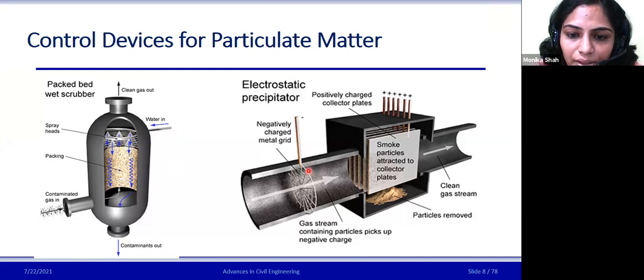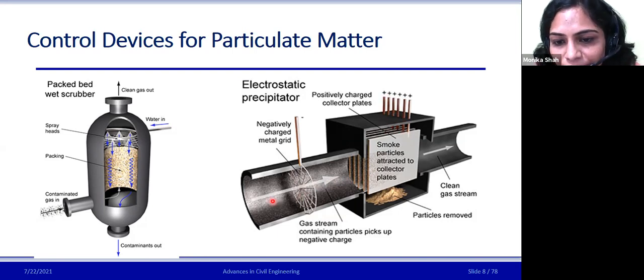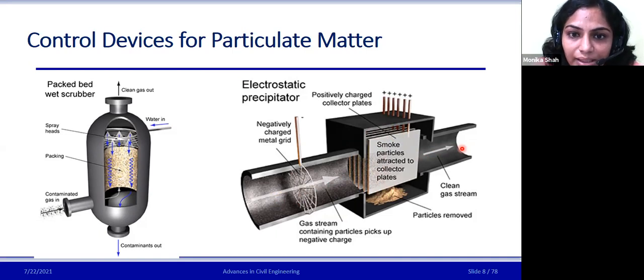So the gas enters from here, and over here you could see this net, which is made of negatively charged metal particles. When the gas passes through this, the particles get negatively charged, and after that the positively charged plates collect them. The negative and positive charges attract, and the particles are drawn to these plates, and then you can remove the particulate matter, and the clean gas leaves from the other side. So the electrostatic precipitator, commonly known as ESP, is used to remove particulate matter from the atmosphere.